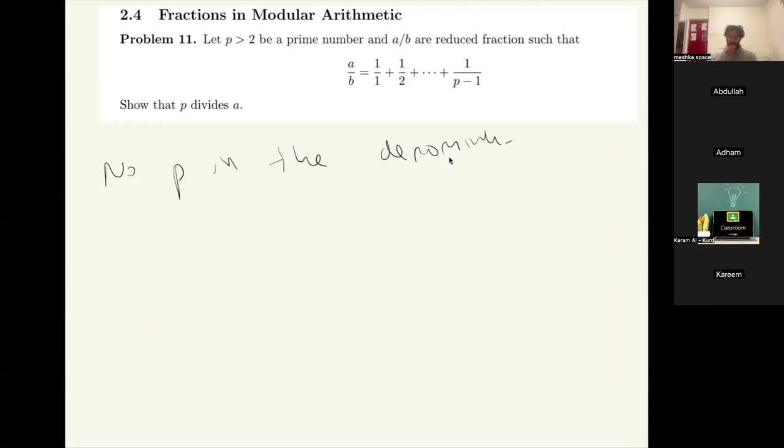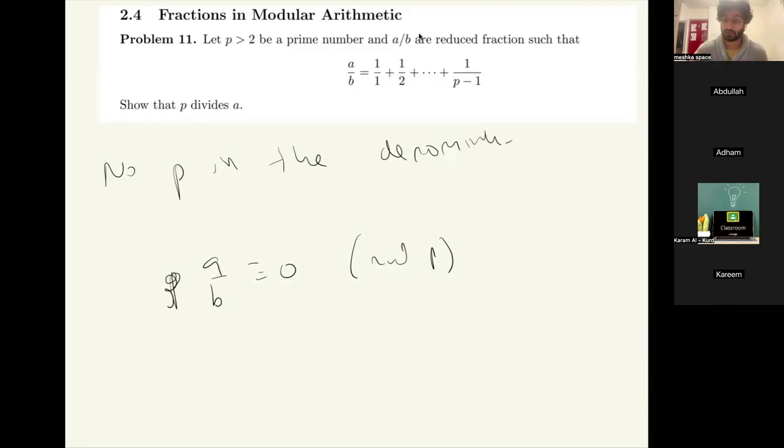So when you have a problem that says show that p divides the numerator, it really just means you want to show that a over b is congruent to 0 mod p, and that's it. Okay, hopefully that's something you guys are familiar with. If not, just message me and I'll send you some reading.